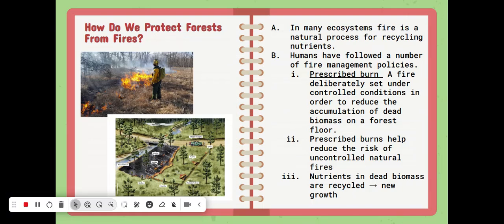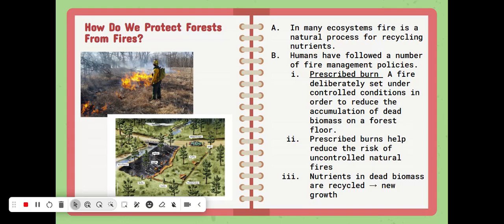Now, another aspect to sustainable forestry is not only reforesting and recycling wood, but also protecting our forests from a common occurrence known as forest fires. In many ecosystems, a forest fire is actually a natural process that should occur because when it does, it enables more recycling of nutrients. So it enables those nitrogen cycles, carbon cycles, and phosphorus cycles to continue in that forest ecosystem. And so humans have followed a number of fire management policies in order to ensure that ecosystems can still have a natural forest fire, but not let it get out of hand.